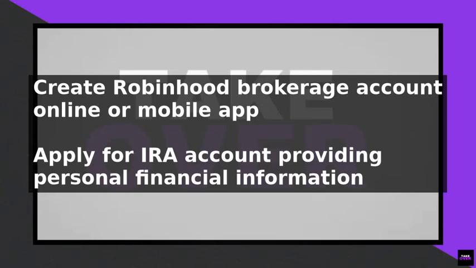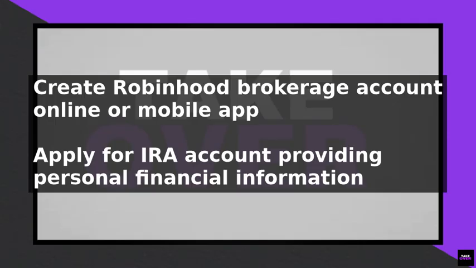To use Robinhood IRA, start by setting up an account on the Robinhood website or mobile app. First, create a Robinhood brokerage account if you do not already have one, and then apply for an IRA account. You will need to provide personal and financial information, including your Social Security number and employment status.